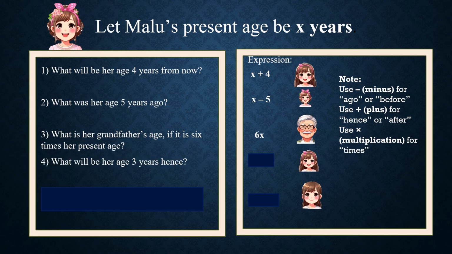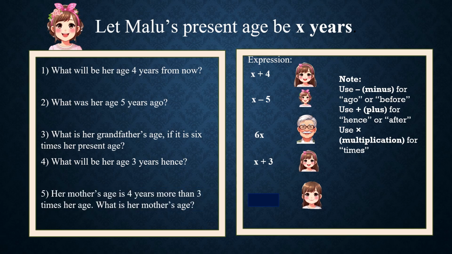Fourth one. What will be her age 3 years hence? When it comes to hence, you have to use plus. So it will be x plus 3. Her mother's age is 4 years more than 3 times her age. 3 times her age means 3x and 4 years more means plus 4. So the answer is 3x plus 4.